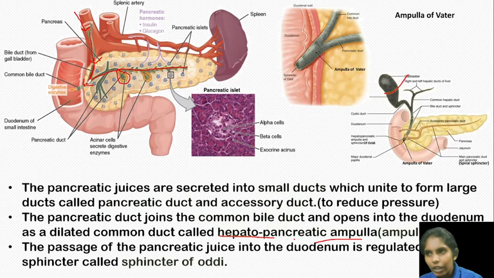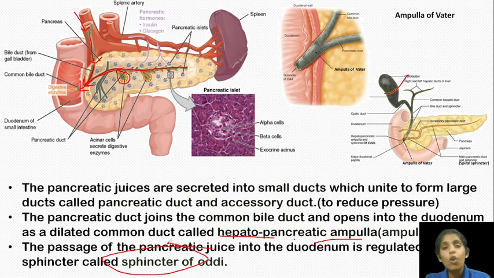The common bile duct and the pancreatic duct will combine to form the hepatopancreatic ampulla or the ampulla of Vater. And this ampulla will release the secretions of the pancreas and the gallbladder into the small intestine. And it is guarded by a sphincter called the sphincter of Oddi. So remember these names. The ampulla will release the secretions of the pancreas and the bile juice into the small intestine, and it is guarded by the sphincter of Oddi.